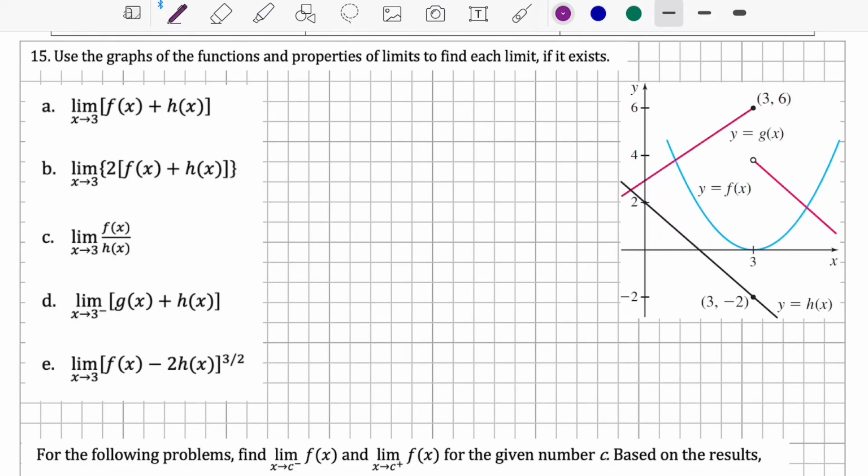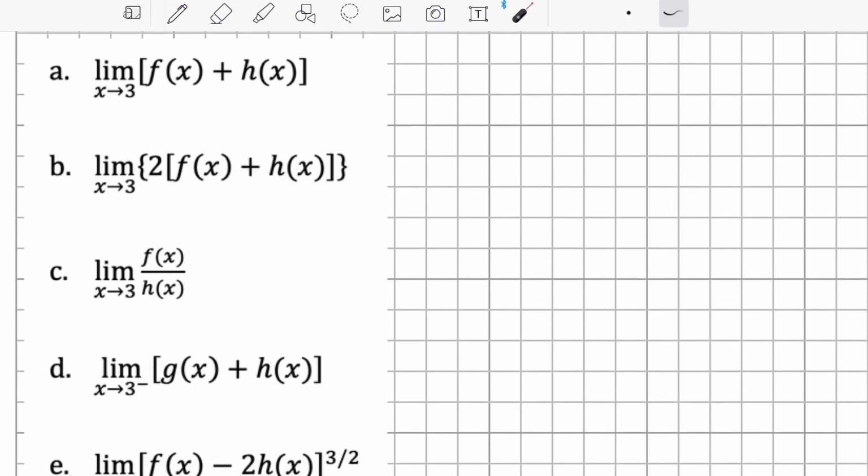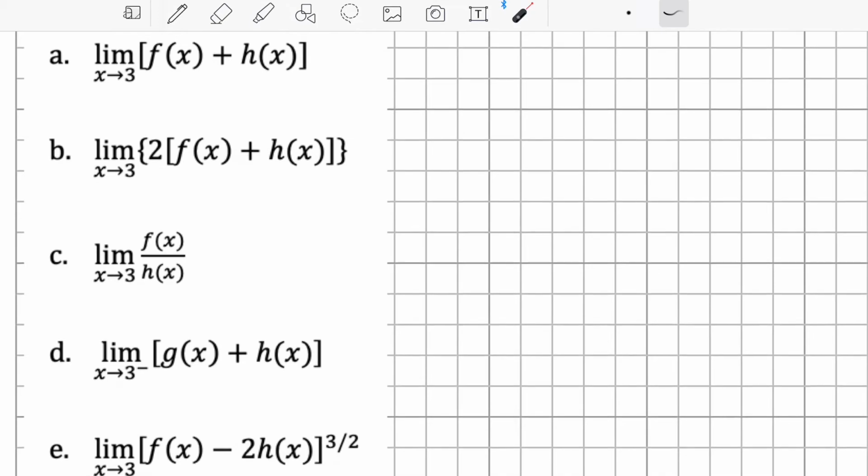Okay, so now we're going to look at a combination of what we learned using a graph and adding functions, dividing functions, subtracting functions, so the same thing. So let's start looking at it. It says use the graphs of the functions and properties of limits to find each limit if it exists. So let's start with 15a. Says to find the limit as x approaches 3 of f of x plus h of x.